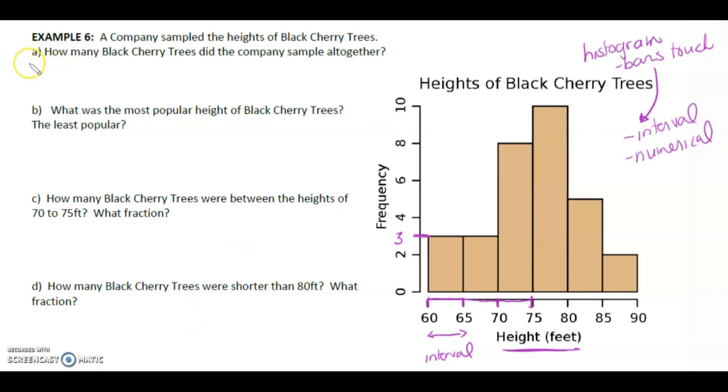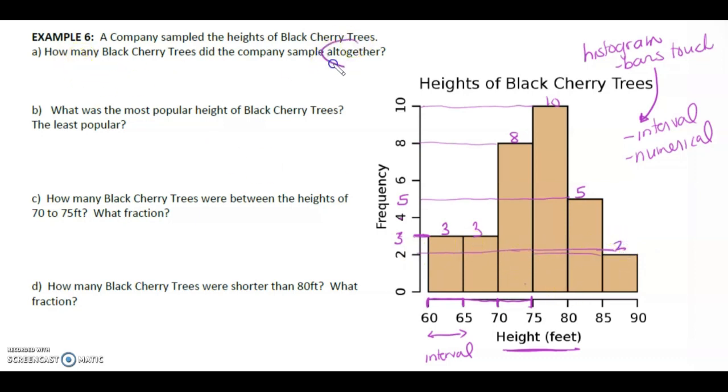Okay, so A, how many black cherry trees did the company sample altogether? So I'm going to do just like I did with bar graphs. I'm going to put the number for that interval over the bar. So 3 for 60 to 65, 3 for 65 to 70, that will be 8, that will be 10, this will be, well, obviously between 4 and 6 is 5, and then this is 2. Sorry, I drew it up a little bit.